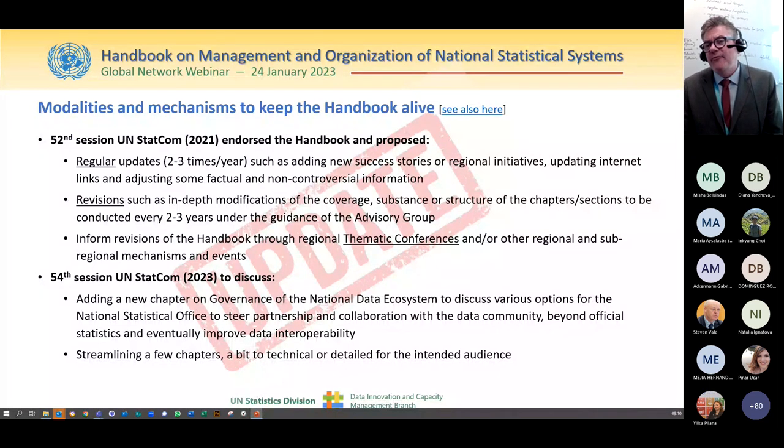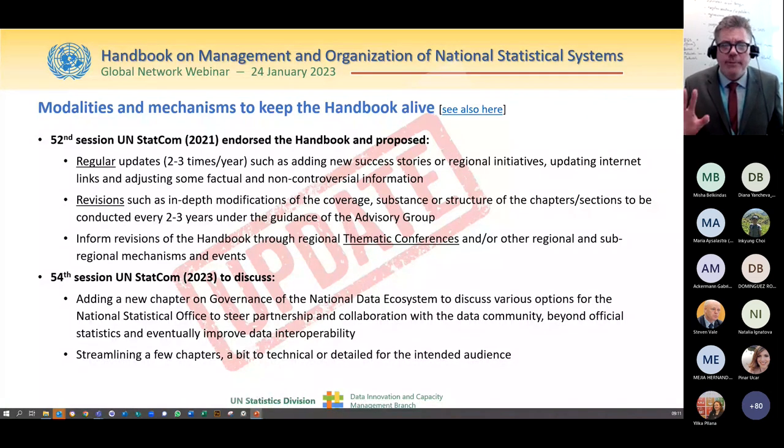And then there are probably a few chapters that we have to be a bit careful about, because they are a bit too technical or detailed for the intended audience. And then, of course, we would also need to rethink whether we have to simplify them to really speak to our audience, and there are other documents on detailed technical questions. The handbook is really about management and organization of national statistical systems.